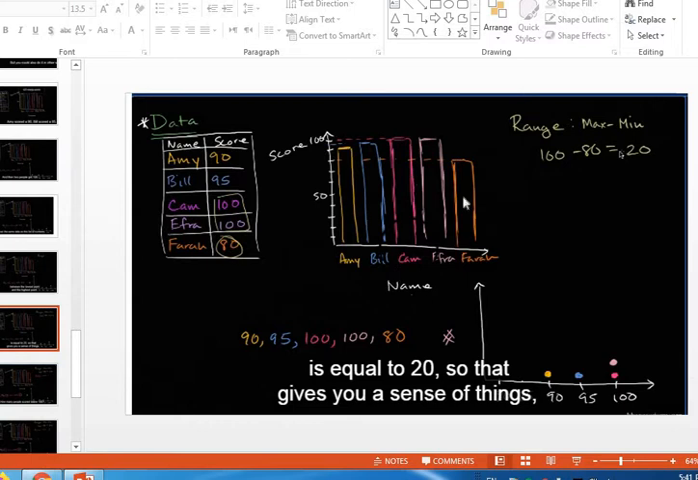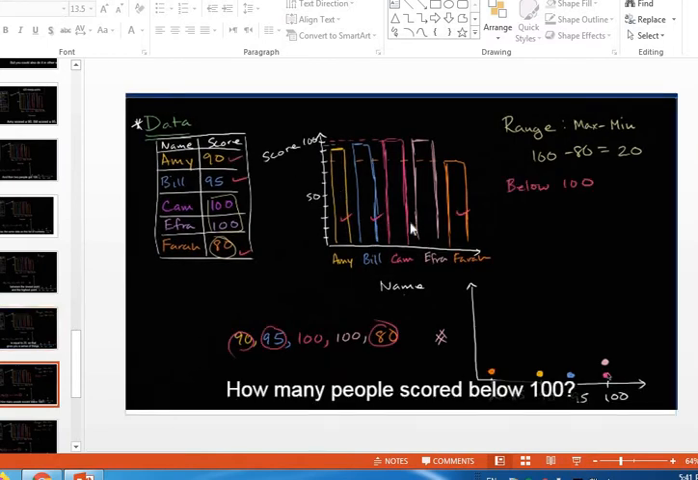Yeah, it makes sense now that all the graphs I have give me the same range, because graphs are just interpreting or explaining the data you have got. And can I ask you a question? How many people scored below 100? If you look at this table, how many students scored below 100?